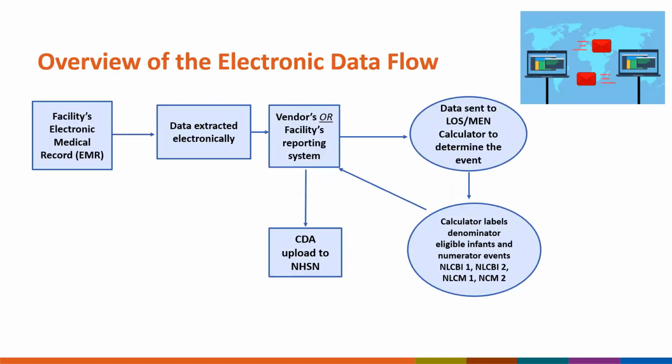This provides an overview of our electronic data flow. So we start with the facility's electronic medical record. The data that is extracted electronically will include ADT system information, pharmaceutical information, laboratory specimens, and demographic information that goes into the vendor system or the facility's reporting system.